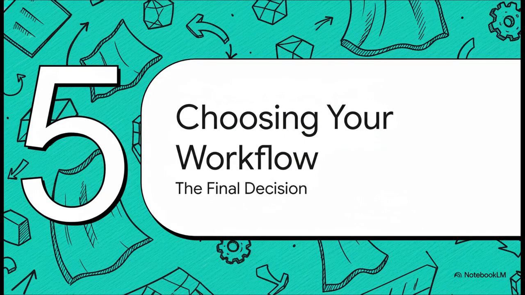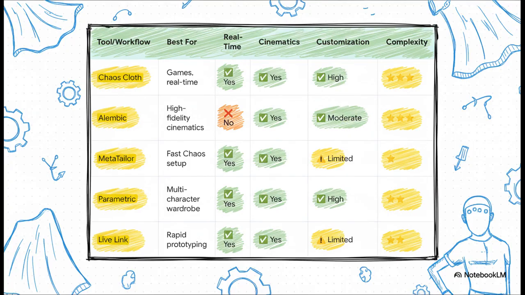Phew, okay, we have covered a lot of ground here. We've talked real-time with Chaos, baked fidelity with Alembic, automation with MetaTailor, and the future with parametric clothing. So, the big question is, how do you actually choose the right workflow for your project? Let's break it all down and make that decision a little easier. This little chart here really lays it all out.